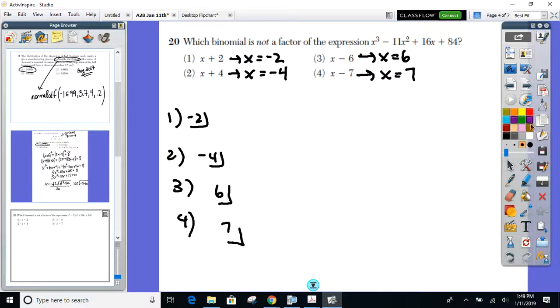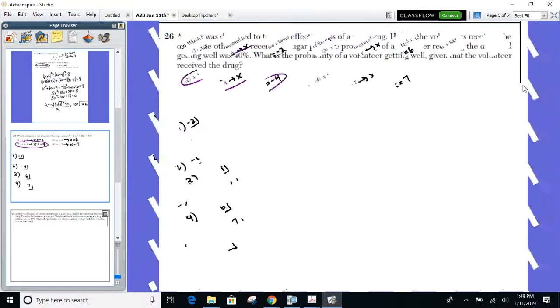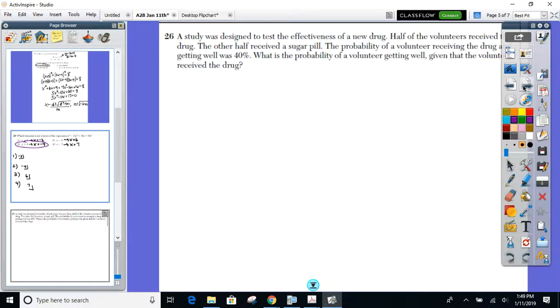After storing all these numbers in, which one did not come out to be 0 when I put in the solution? 2. Yep, so x plus 4, not a solution. So if you had to synthetically divide, you would. Okay, big deal. All right, but again, when you plug a solution in, and if it's truly a solution, you should get 0 back out. All good. And finally, oh, never mind. Sorry, I got 2 more to do.